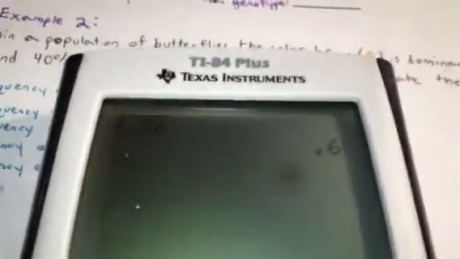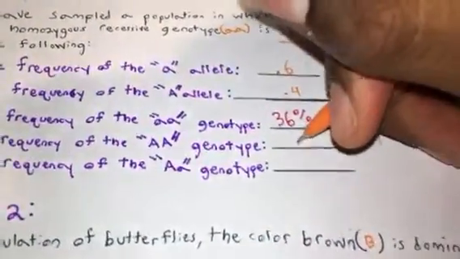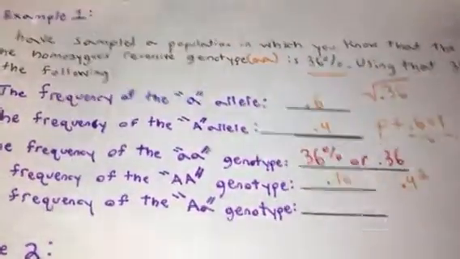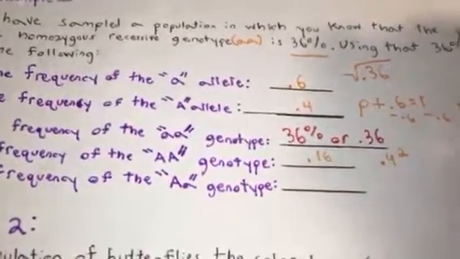So 0.4 squared, if you would type that into your calculator, you get 0.16. So you know that the frequency of the homozygous dominant genotype is 0.16.